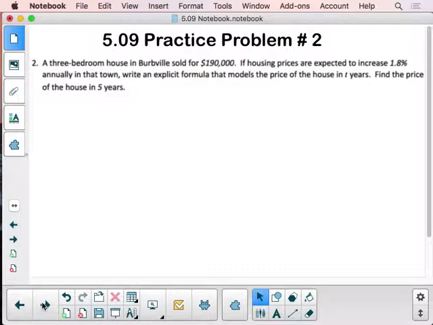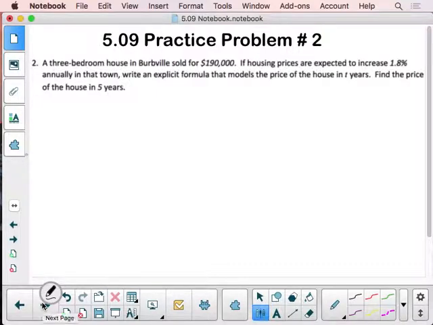Practice problem number 2. I just want to give you a heads up. You have a 3-bedroom house in Birdville. It's sold for $190,000. If housing prices are expected to increase by 1.8% annually in that town, write an explicit formula that models the price of the house in T years. Find the price of the house in 5 years.